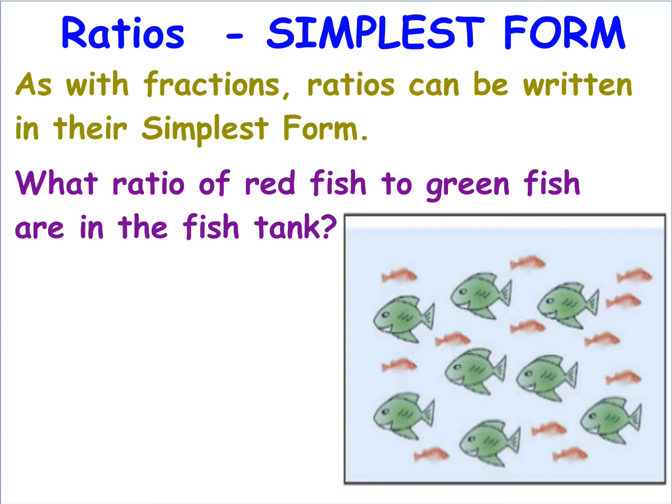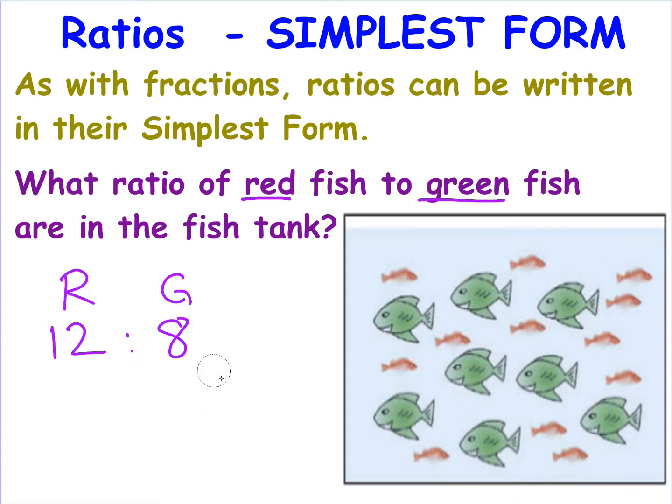Now, ratios, much like fractions, can be written in what we call simplest form. So very similar to fractions. So if we had an image like we've got here and we wanted to know the ratio of red fish to green fish, so write it down as the question writes it in the same order, red to green. Count the number of red. There are 12 red fish and 8 green fish.